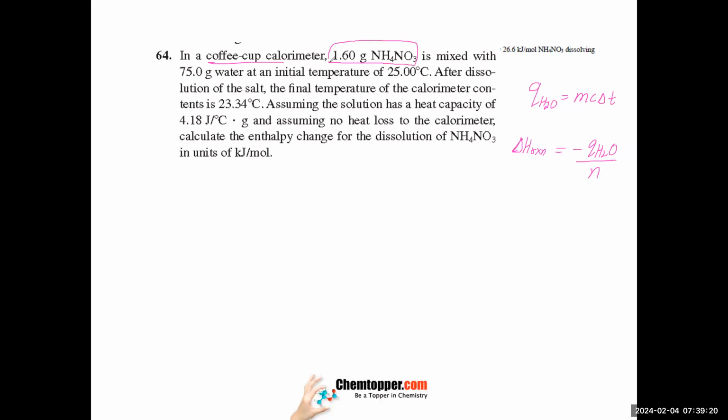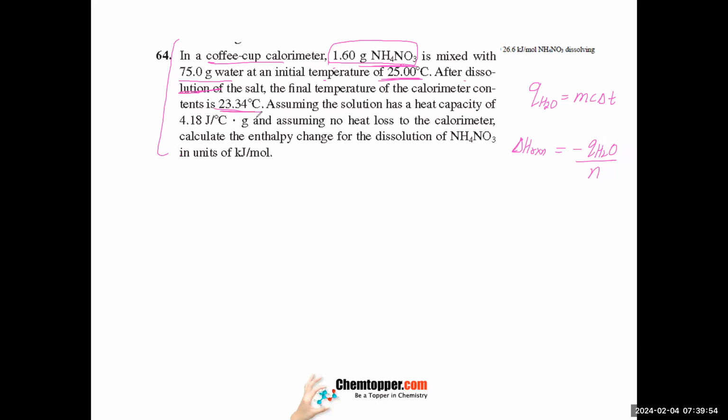So what are you doing here? You are dissolving ammonium nitrate, completely soluble in water. You are dissolving ammonium nitrate in this much grams of water. The initial temperature of water was this, but after dissolving, you are getting the final temperature like this.